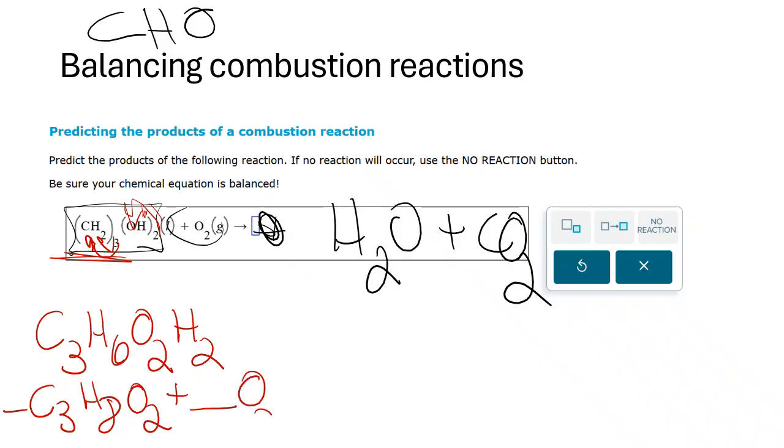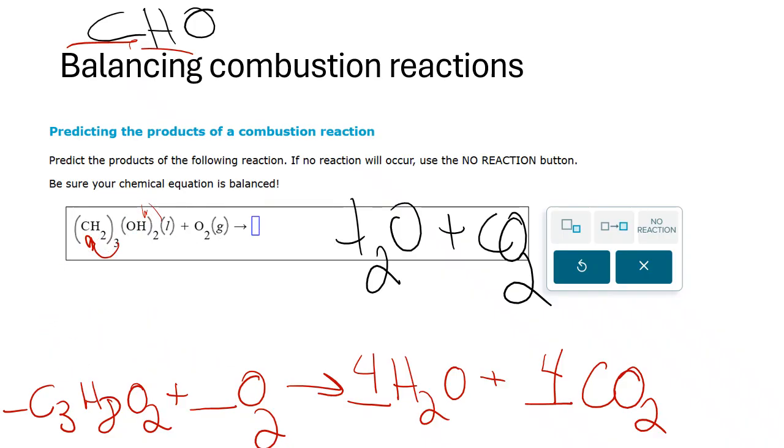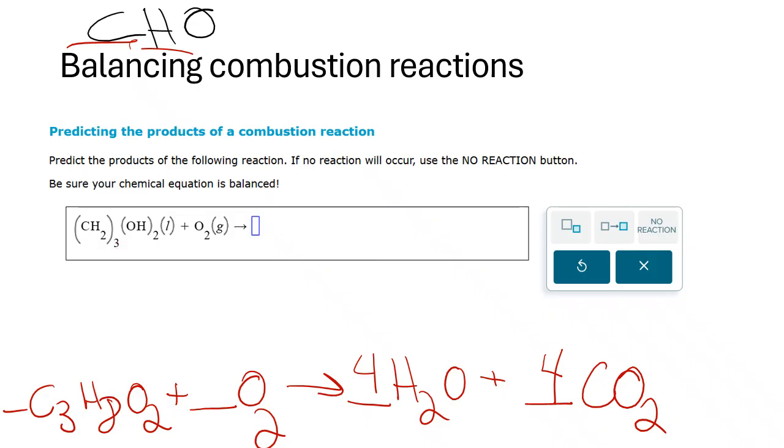So I'm just going to rewrite that a little bit better. We know it reacts with the oxygen. It forms water and carbon dioxide. And so if you balance carbon first, 4. Balance hydrogen next, 4. And then balance oxygen last. Now here's one where oxygen is in 2 places on the reactant side. And so on the product side we have 4 plus 8, 12. We have to make the reactant side 12.